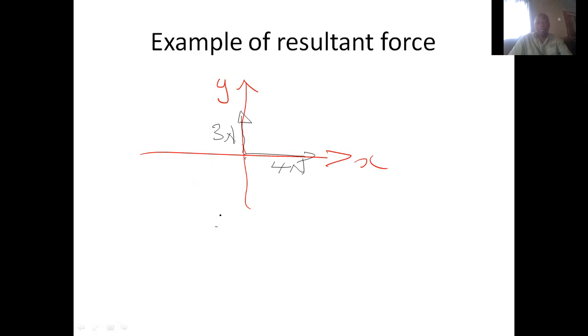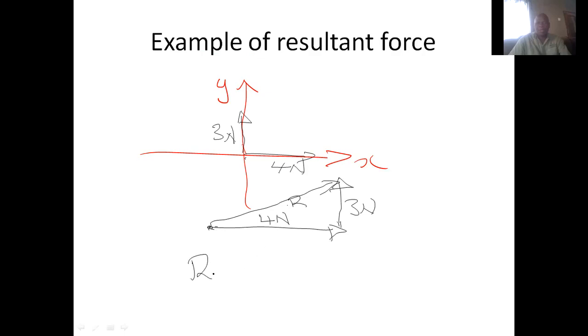So if you are to find the resultant force, as we know, when you are adding vectors, you add them from head to tail. This is our tail and this is our head. So this will be 4 newtons. And then we have this force, which we should add here, which is 3 newtons. And therefore, we can find the resultant.